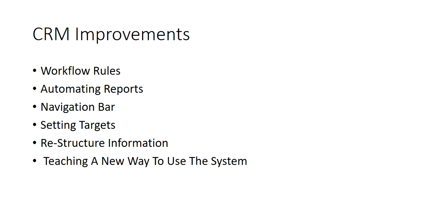So the overall improvements that I made, workflow. So workflow rules are rules made in the background of the CRM system to automate certain things. So for example, if a prospect is added to the pipeline, a task is automatically made to follow up with that client to check up on how they're doing a week later. So it forces them to stay in communication.